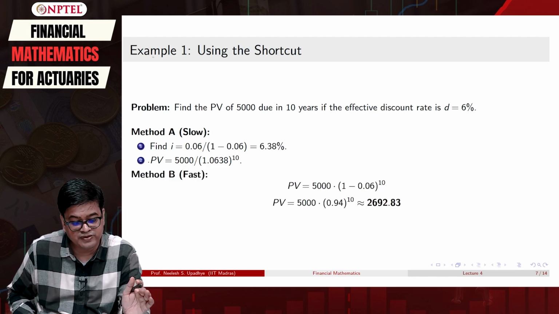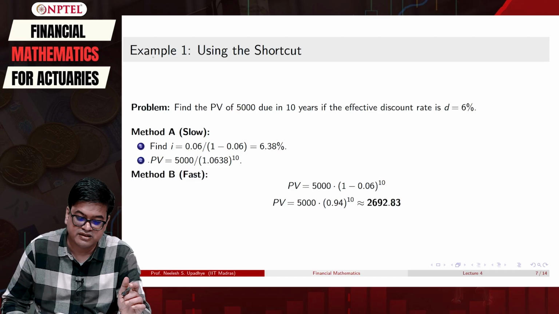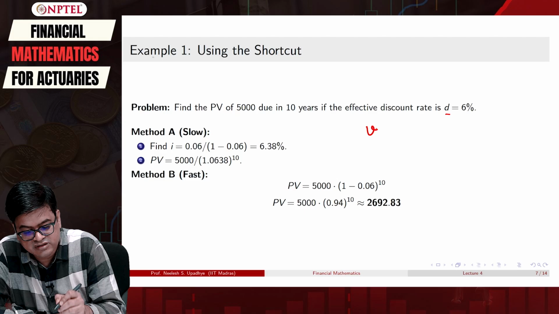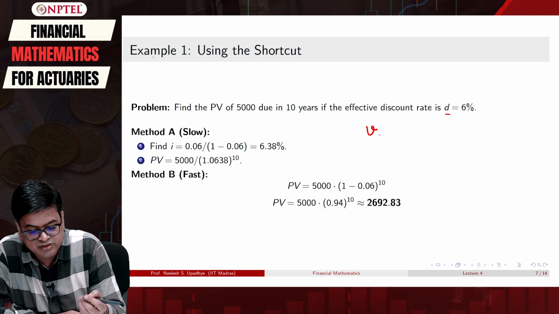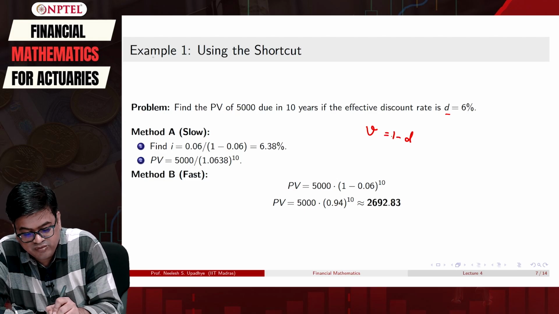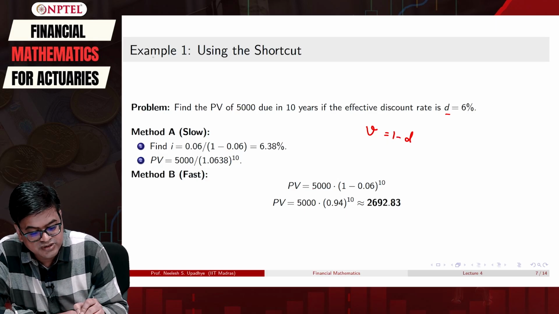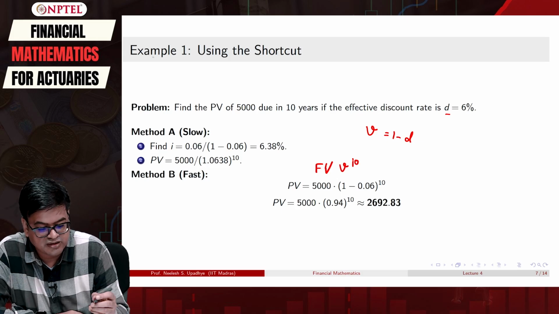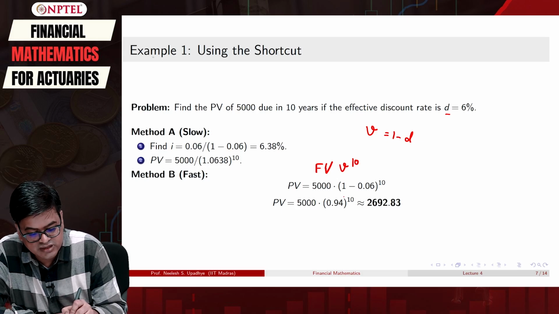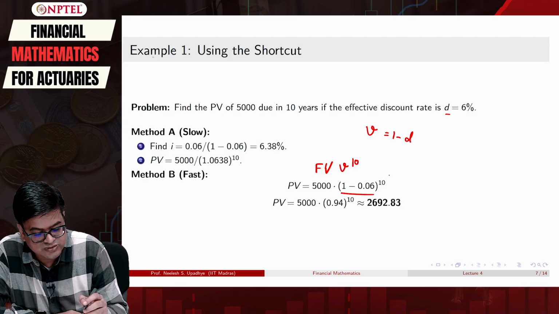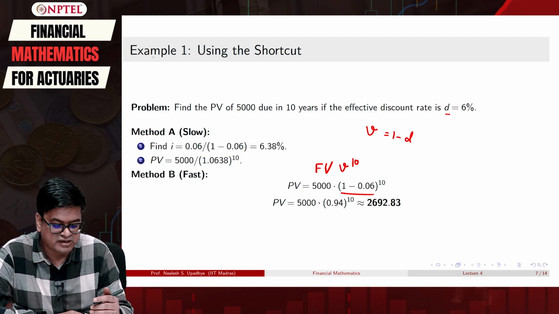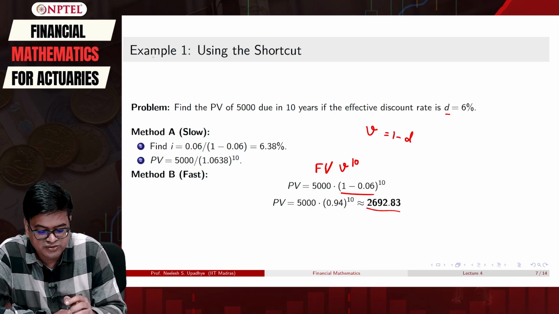However, if you look at the previous slide, you easily know that this D is given to be 6%, so the discount factor V will be equal to 1 minus D, and from that relation you can simply substitute: present value is future value times V raised to 10. So if you use V as 1 minus D, you get 1 minus 0.06 raised to 10, and then you simply get 0.94 raised to 10. Just calculate it on your calculator. You will get the answer to be 269283.